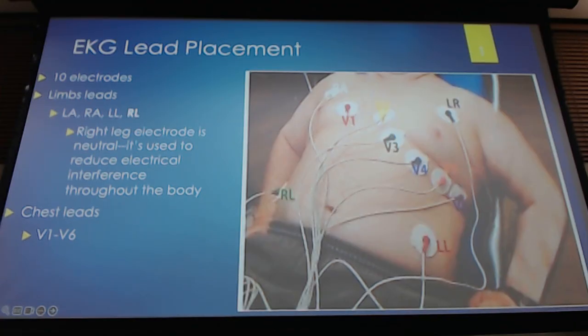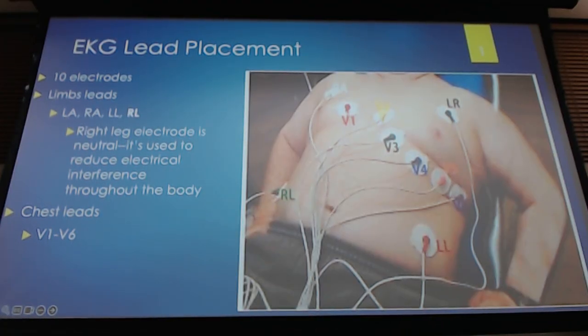The same reason why we have that extra lead, just because it interferes. The EKG machines weren't that great. Okay? Now they're a lot better at being able to internally reduce the amount of interference that we have. So we used to put them all the way down, but they realized you don't really need to. But you can do that.